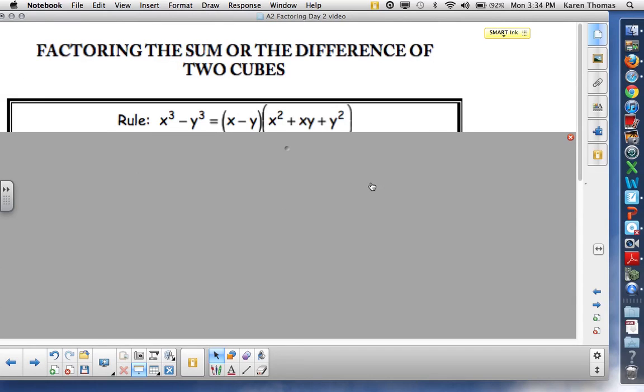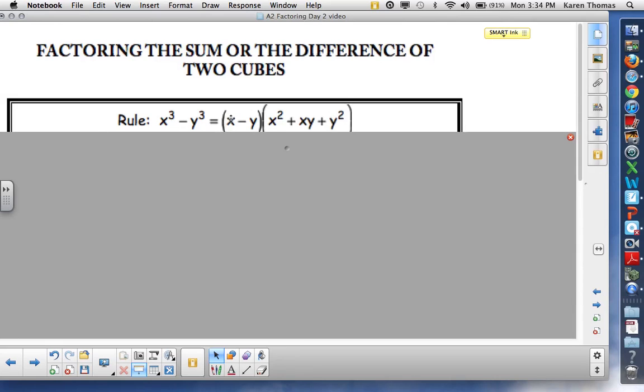Here is another rule, one that you probably have not seen before. We are going to factor the sum or difference of two cubes. Cubes are numbers that are perfect cubes. If you take x times x times x, you would get x to the third. And if you take y times y times y, you would get y to the third. So the pattern is that you would take the cube root of x to the third. In other words, what number did you multiply by itself 3 times to get x to the third? In this case, it would be x.